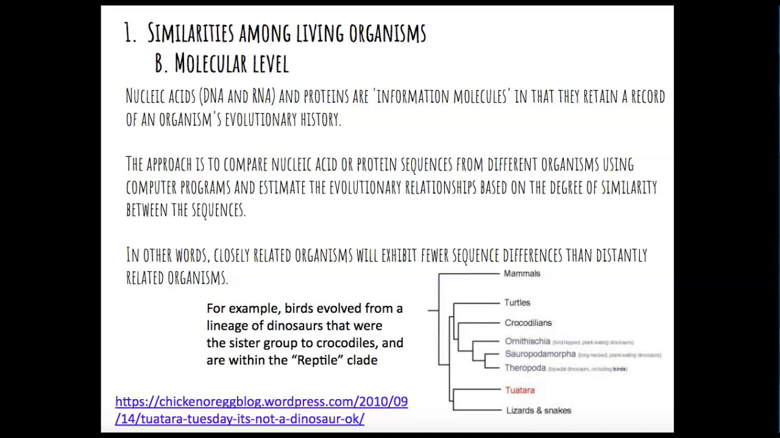So in other words, closely related organisms will exhibit fewer sequence differences than distantly related organisms. An example of this would be that we used to consider birds to be a separate lineage from mammals, reptiles, and amphibians. But we now know that birds evolved from a lineage of dinosaurs that were the sister group of crocodiles, and therefore they can be put within the reptile clade in biological organization.